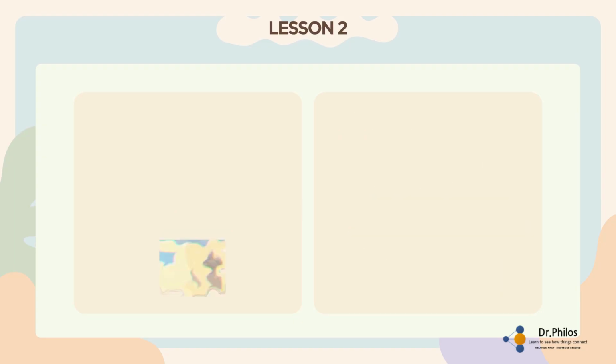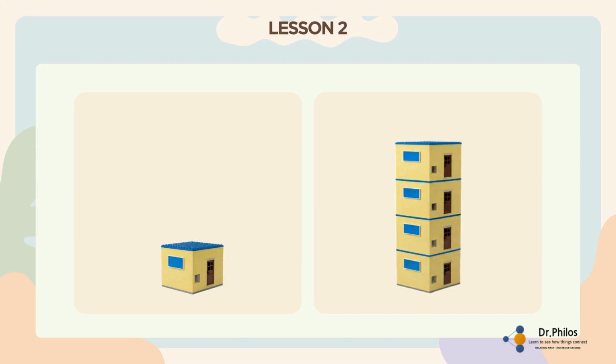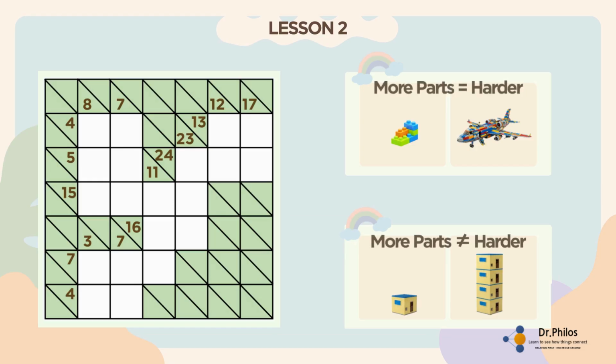Then what about this? Easy? I can build it super fast. How about this one? Is it hard because it got bigger? This is just a bunch of one-story buildings stacked together. It might take some time, but it's not hard. Does it get complicated when it gets bigger? Not always. When it just grows the same way, it doesn't get complicated.